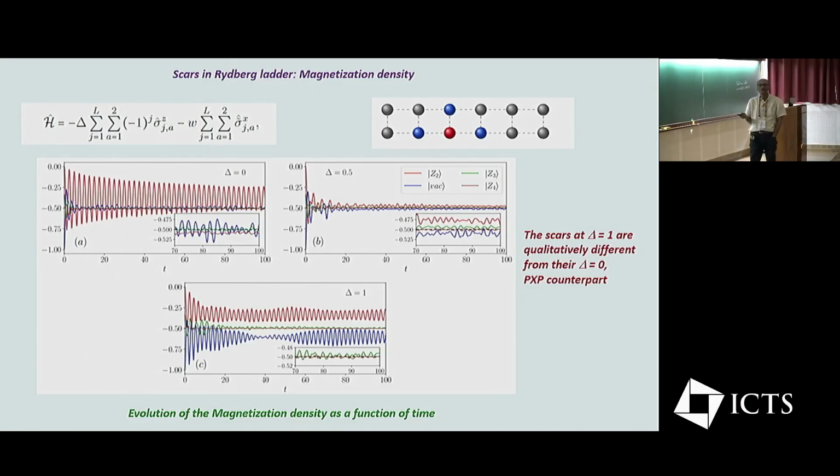However, the oscillations reappear once you go to delta equal to 1. And here, both the Z2 and the vacuum states show steady oscillation. That's the first indication that the scars at delta equal to 1 are completely different from their delta equal to 0 counterpart, because they have an overlap with the vacuum state as well. And notice that the vacuum state shows a subthermal average value, whereas the Néel state shows a superthermal average value. So the evolution of the magnetization density as a function of time gives you this first indication.